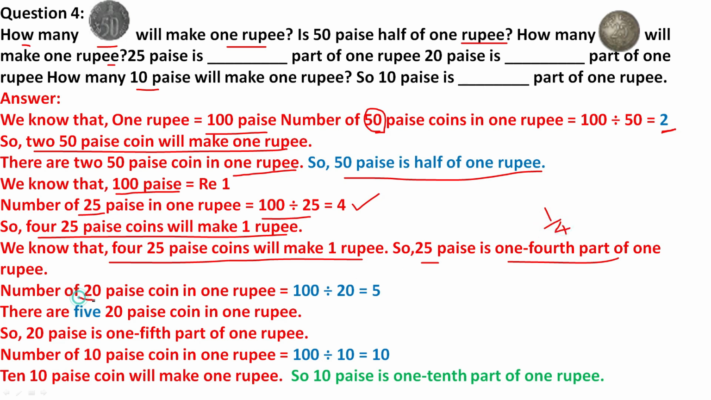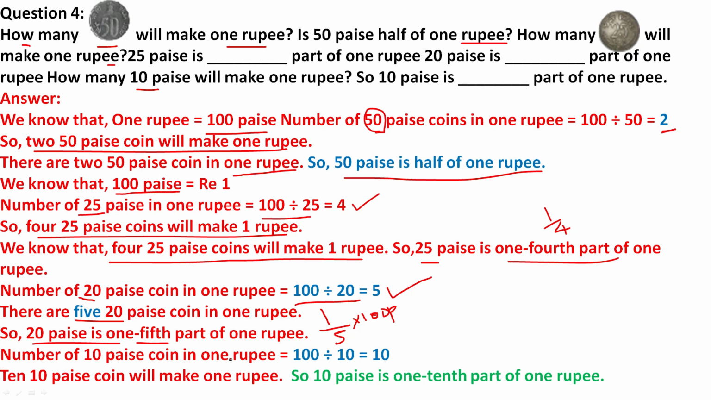So 20 paise, how many will be there? 100 divided by 20 is equal to 5, so 5 20 paise coins will be there in 1 rupee. 20 paise is 1 by 5 of 1 rupee.